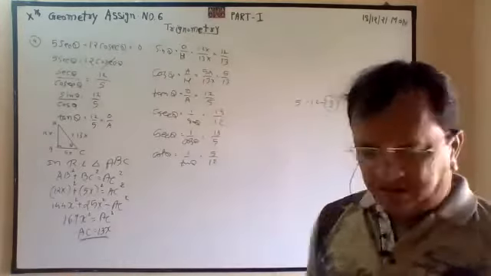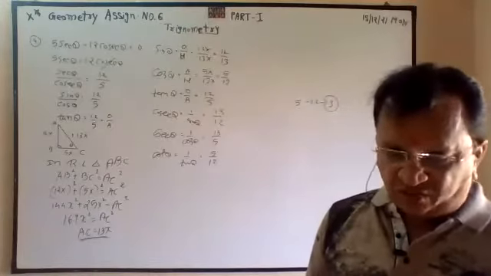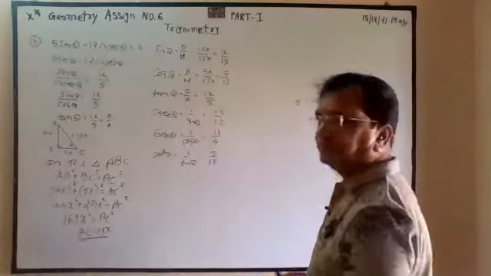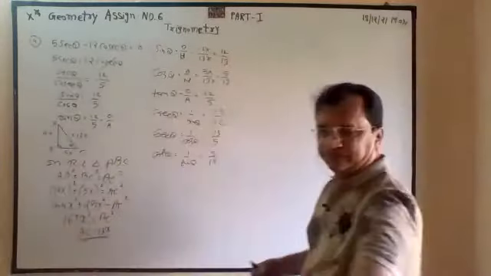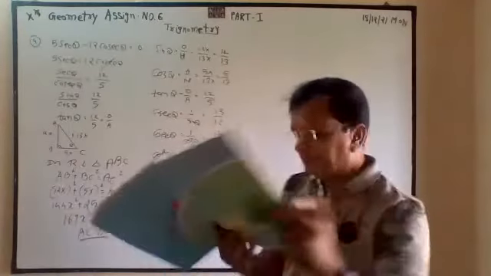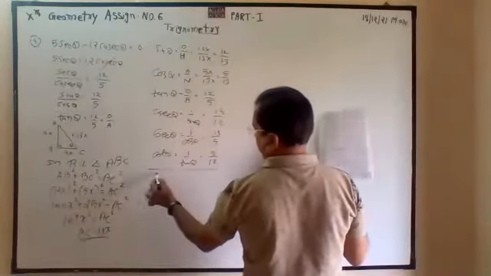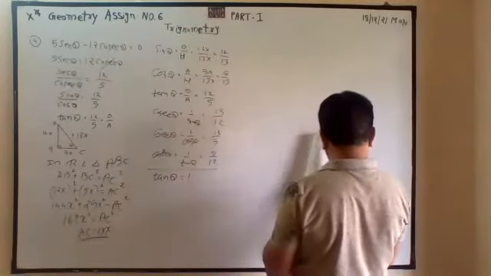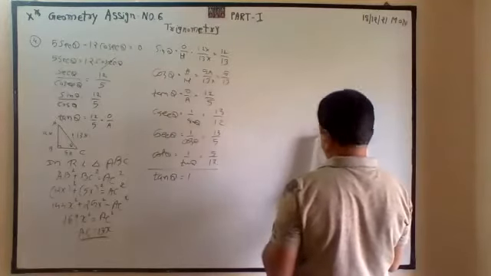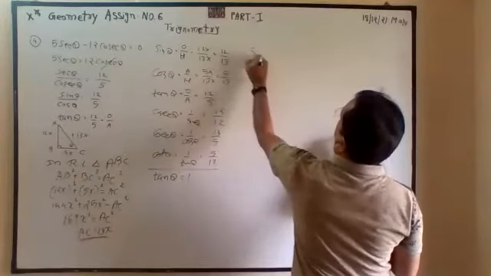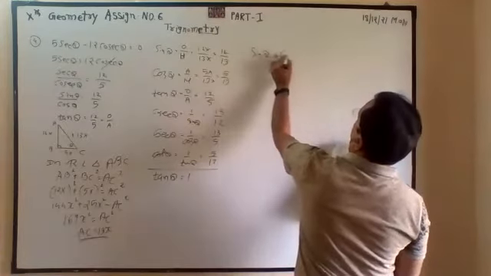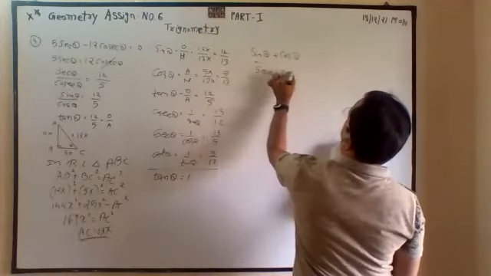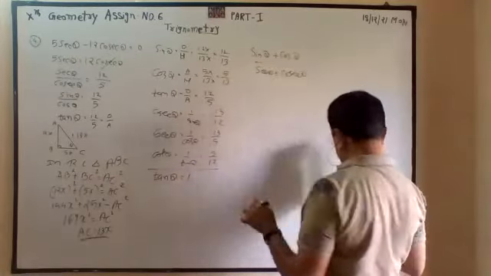Now fifth one, a very good example is given. Tan theta is equal to 1. We have to prove sin theta plus cos theta divided by sec theta cosec theta.